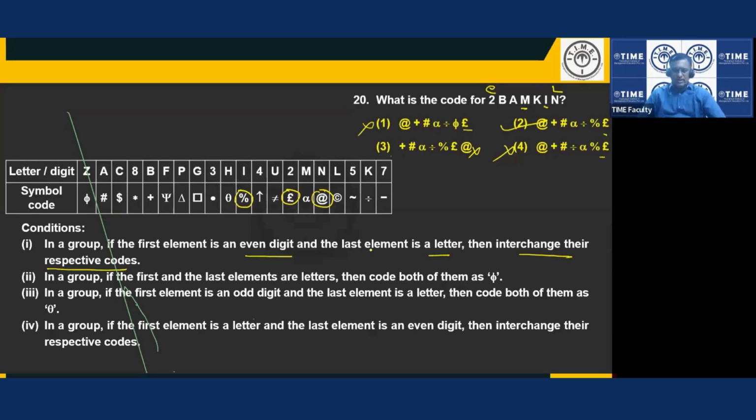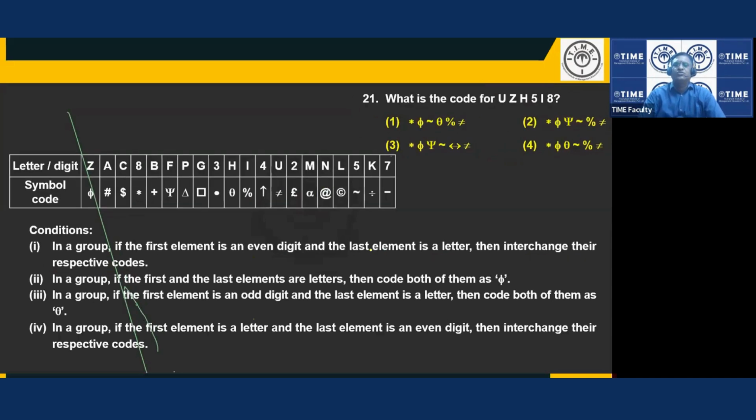Next. 21. What is the code of UZH518? Okay, I'll give only 10 seconds time. Please, anybody can answer. I'm waiting, who makes the answer first? Let us see.